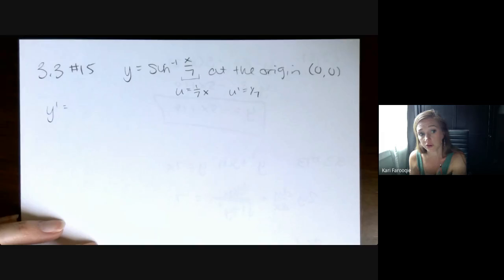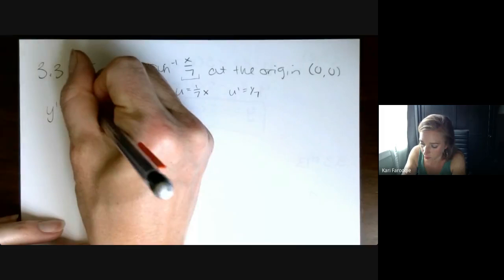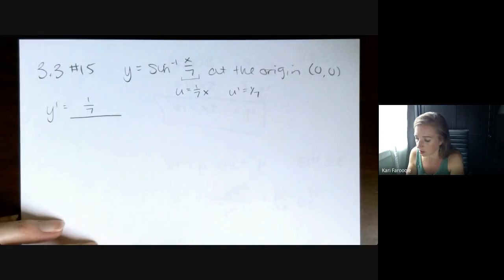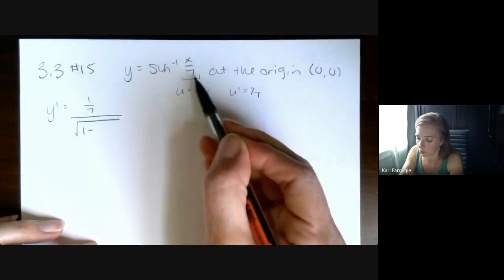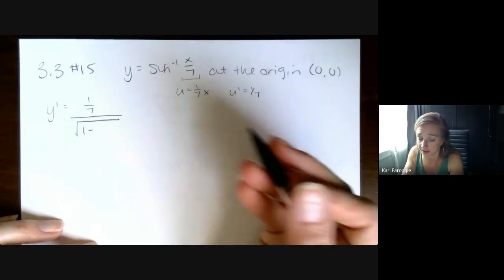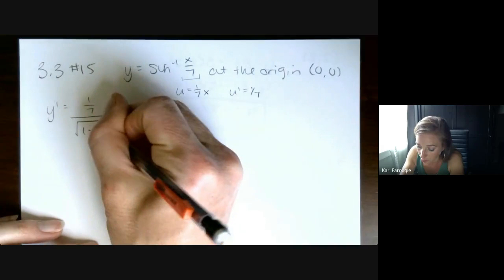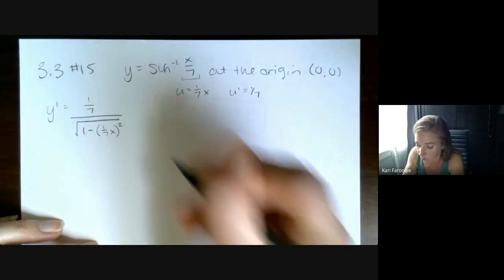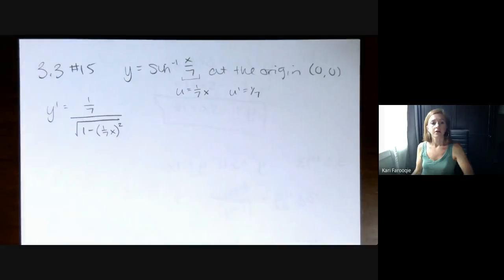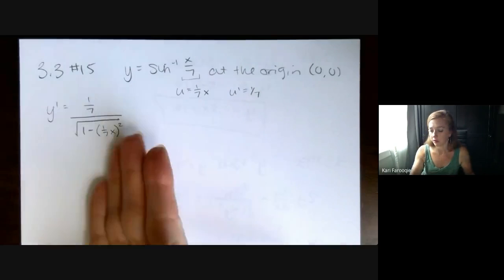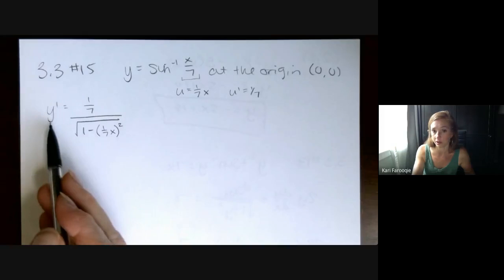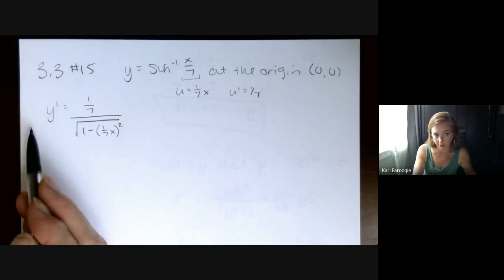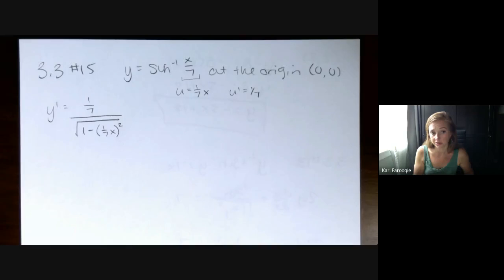So to get our derivative for the inverse sine, we're going to take 1/7 divided by the square root of 1 minus u squared, which, if you want to write it as (x over 7) squared, that's fine. If you prefer to write it as (1/7 x) squared, then do it that way. And we're only looking at x here on the right-hand side, so you don't need to worry about any sort of dy dx occurring here. Remember, y prime is dy dx, so you officially have dy dx equals this quantity.